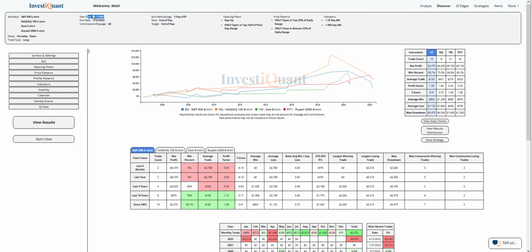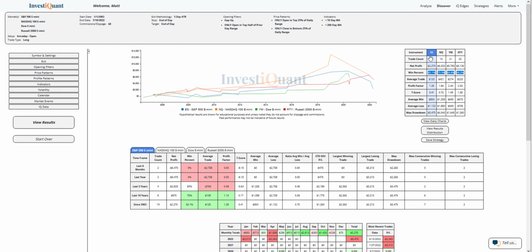You can see our start date up here. That is adjustable, your start date and your end date. That's something you can do here in Discover. But we've got 19 samples here in the S&P. We've got 15 in the NASDAQ, 21 in the Dow, 23 in the Russell. Win rates on these are all skewed towards the upside. 63% here for the S&P, 63% have closed above the opening print for the day. For the NASDAQ, that is 73%. Dow, 67%. Russell, 65%. So those are nice win rates.